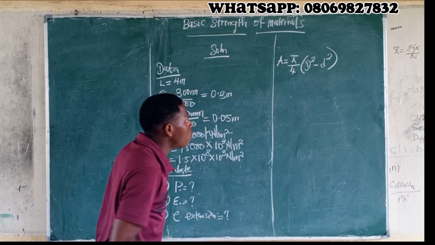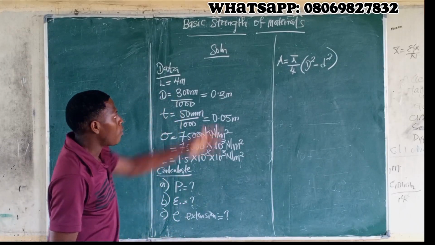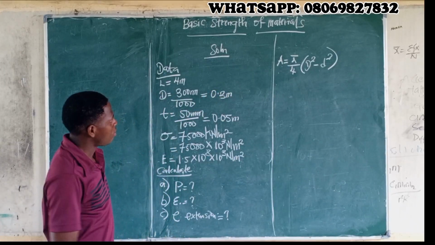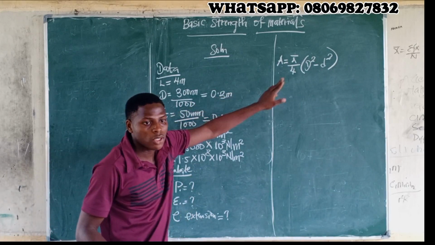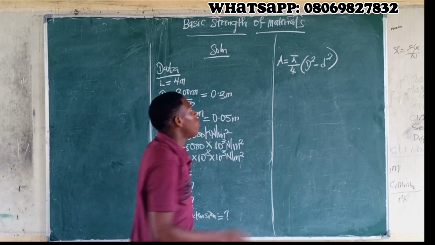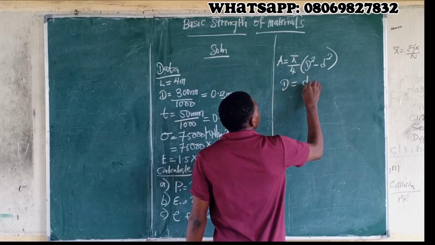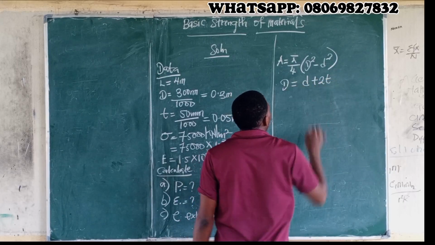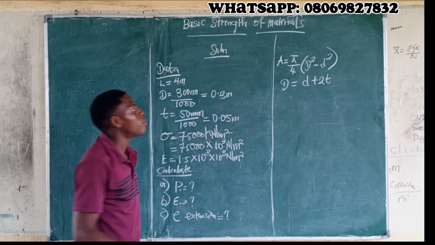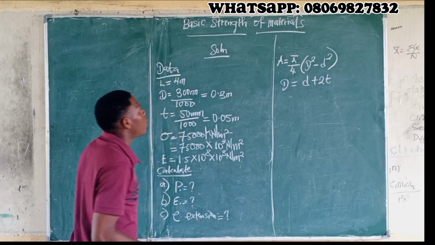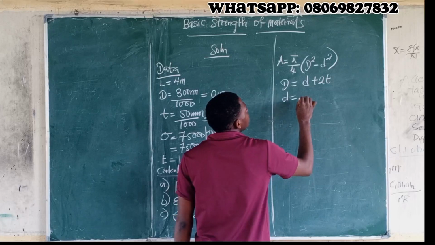But you know that we don't have small d. Are we given small d? No. So can we use that formula? No, we cannot use that formula. So what are we going to find? We can use this formula to find small d. But recall that big D is equal to d plus 2t. Are we given t? Yes. Are we given big D? Yes. So we can apply this formula. So what are we making subject of formula? Small d.